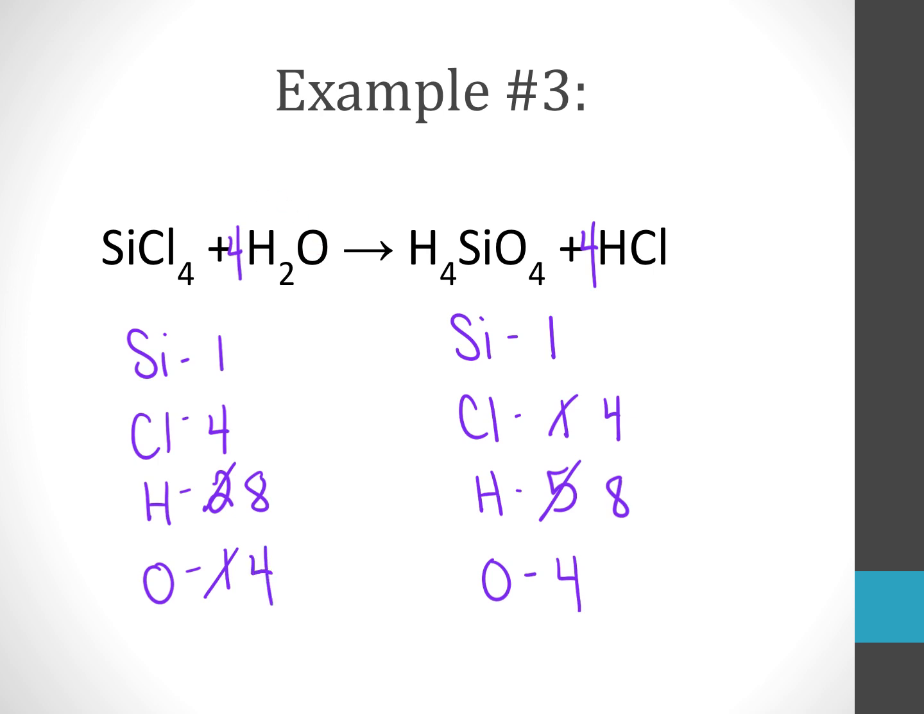Okay, so do we look balanced? We're just going to double check one more time though. So there's 1 silicon, 1 silicon. Okay. 4 chlorines. This 4 distributes, so 4 chlorines. What's 4 times 2? 8. 8 hydrogens. There's 4 here plus 4 here, so 8 hydrogens. This 4 distributes, so 4 oxygens, 4 oxygens.